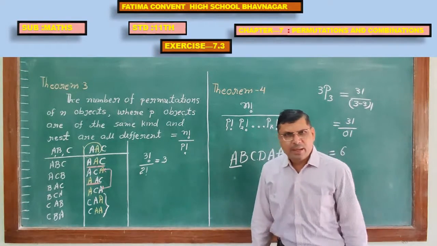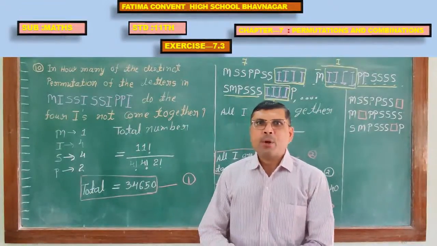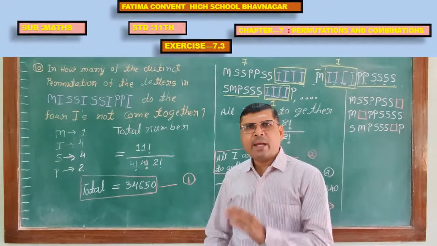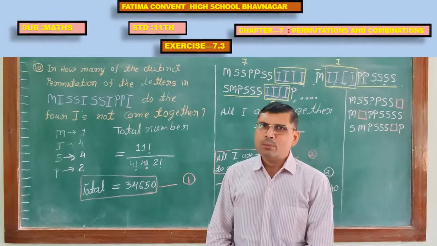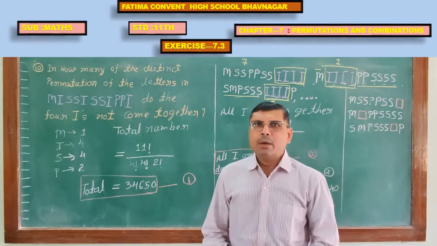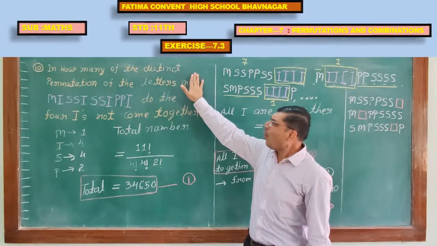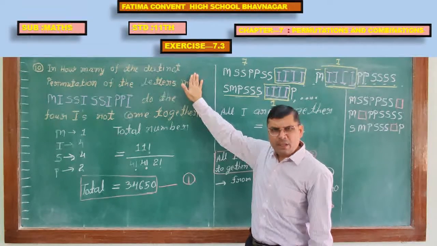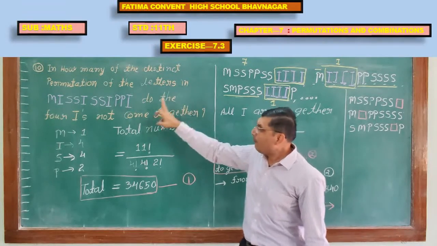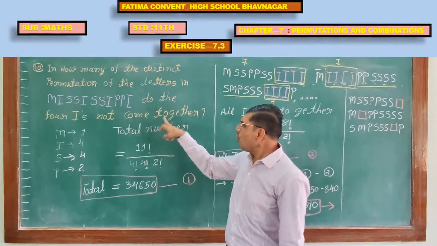Now let us see one example to explain this theorem number 3. A very good example of theorem 3, or we can say theorem number 4 also. This is the direct application of these two theorems, especially theorem number 4, because that is the extension of theorem number 3. Question number 10, 7.3. In how many ways can you arrange the letters of Mississippi so that the 4 letter I's do not come together?